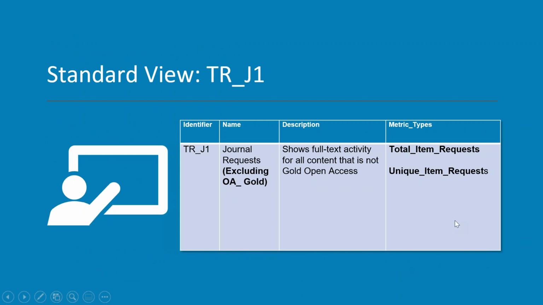Next slide, please. So the standard views, we've mentioned that there are several standard views on the TR report. So TRJ1, this is for journal requests. And again, I know we're labouring the point a little, but just to emphasise, this excludes OA Gold. Now, TRJ1 shows full text activity for all content that is not Gold Open Access. And the 2 metric types are total item requests and unique item requests. Next slide, please.